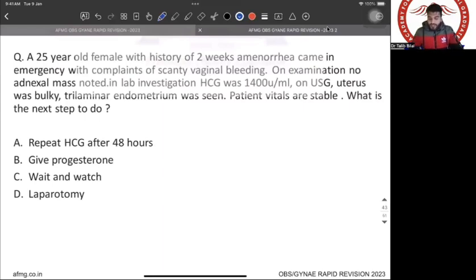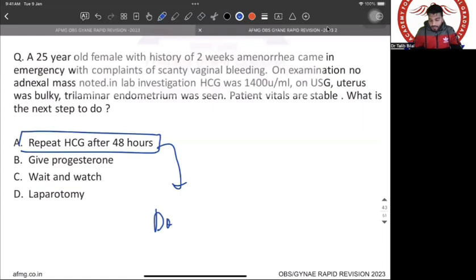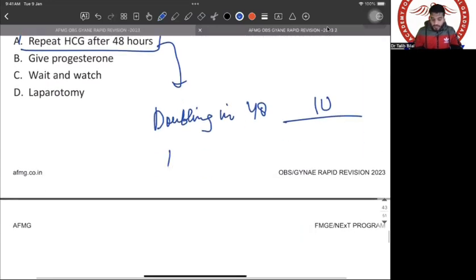So on USG, guys, she just has 2 weeks of amenorrhea. So you can have a differential diagnosis of ectopic pregnancy. But how do you check further, guys? We already discussed: you have to repeat the beta HCG after 48 hours. If it is doubling in 48 hours, it is intrauterine pregnancy. If it doubles in 5 to 7 days, it is ectopic pregnancy.